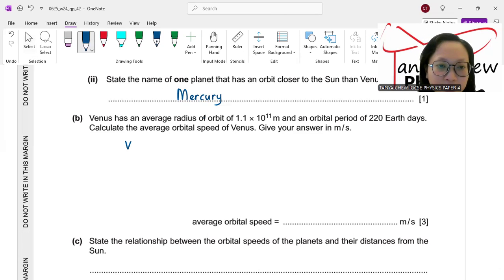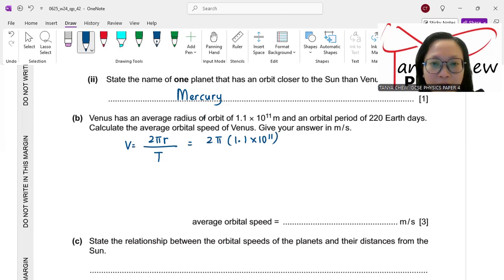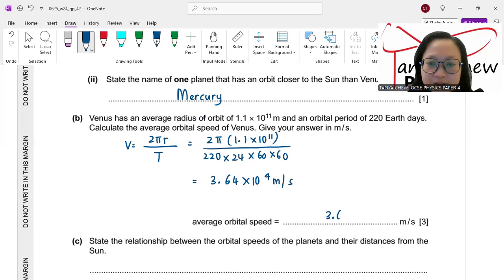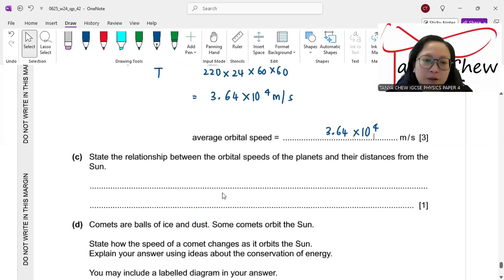So orbital speed is 2 pi r over period. So 2 pi, radius is 1.1 times 10 to the power 11. Period, 220 Earth day. 1 day on Earth is 24 hours. 1 hour, 60 minutes. 1 minute, 60 seconds. So when you use your calculator, you should get 3.64 times 10 to the power of 4 meter per second.